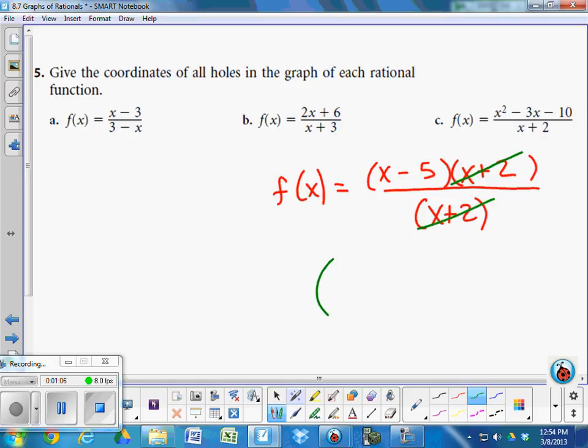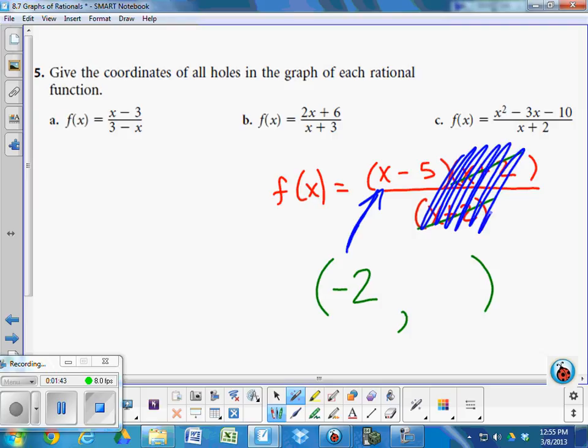Here's the important part to listen to. Ready? We know that to find the x and y of the hole in the graph, the x coordinate comes from the value for x that you would have plugged in here that would produce 0 down here. What x value would produce 0 in the denominator? That's the x coordinate of where the hole is. The y coordinate comes from plugging that number into the equation, but you ignore the part that cancels.